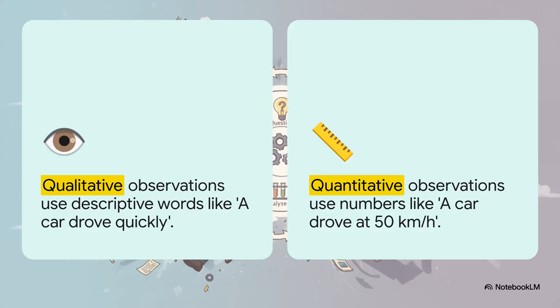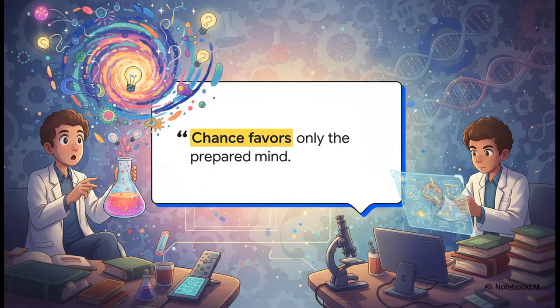And as we're making these observations, we're pulling in 2 distinct types of data. You've got your qualitative observations. These use descriptive words, like saying a chemical reaction turned bright blue or a car drove by super quickly. Then you've got quantitative observations, which give us the hard numbers, like measuring that the car was driving at exactly 50 kilometers per hour. Now, both are absolutely vital, but in science, those quantitative, number-based observations are usually the heavy hitters. Why? Because they rely on tools, like balances and thermometers, to basically extend the reach of our totally unaided, pretty limited human senses.